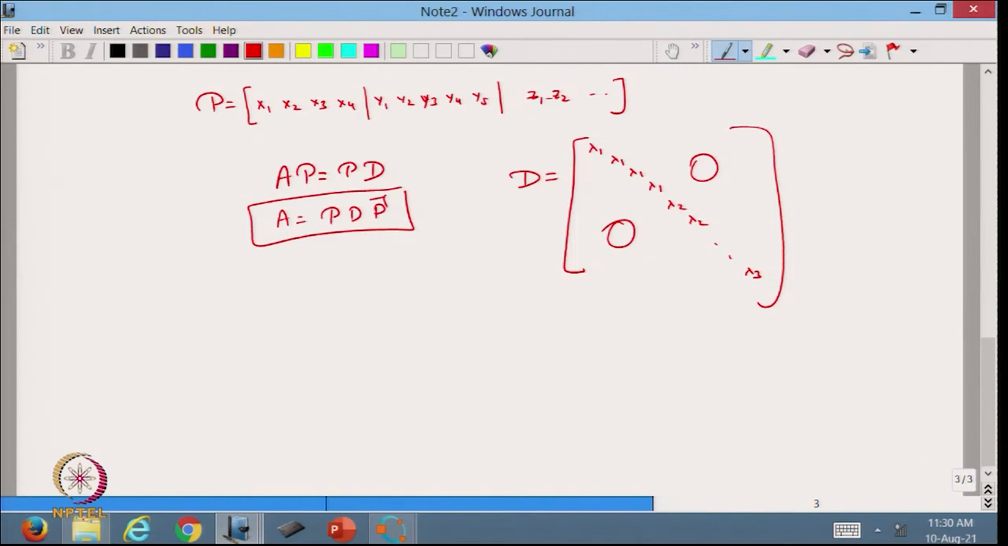Now, up to here it is okay. Now I will see another thing: what will happen if matrix A is symmetric.